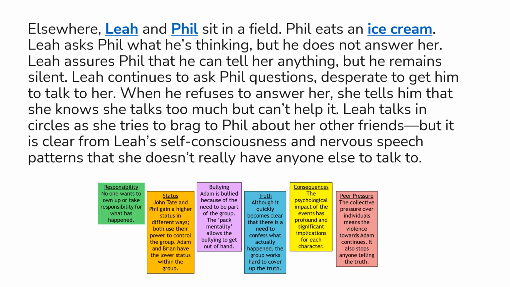So in this section, I think he also explores the idea of truth, because Leah starts to brag about other friends, but it's clear from her self-consciousness that she doesn't really have any other friends that she can really talk to. So this idea of truth is explored. Status, Phil has higher status, and his lack of talking almost is intimidating to Leah as she begins to apologise for talking too much.